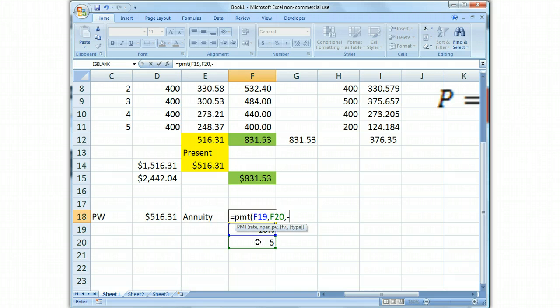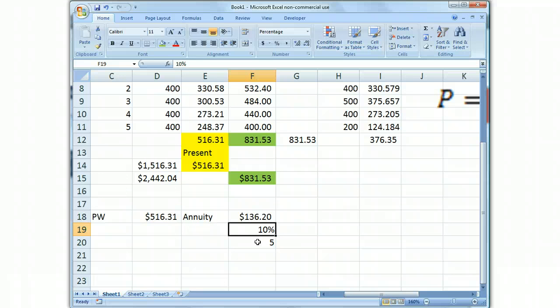And again, remember that negative sign convention. I'm using the negative for $516, and then I would have to pay $136.20 if I ask for a loan for $516.31 at an interest rate of 10%, and the number of periods is 5.